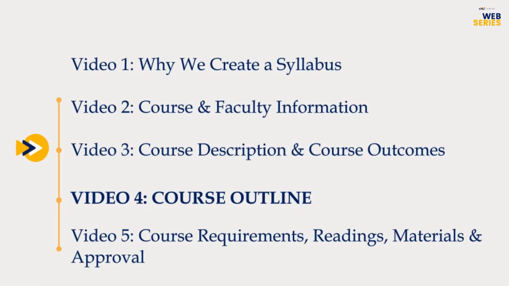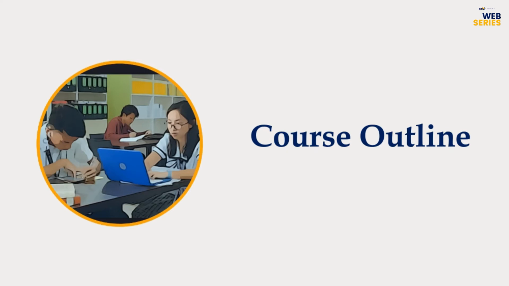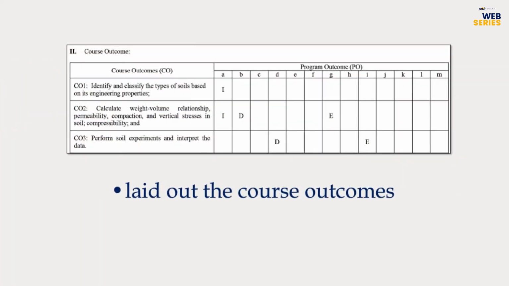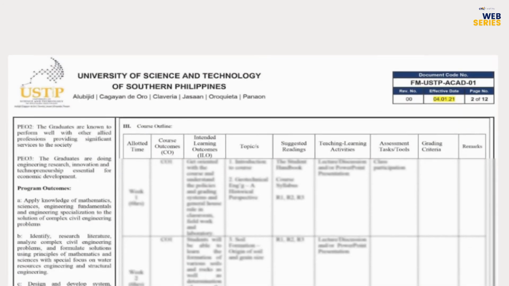In video 3, we tackled writing the course description and outcomes. Now we get into the details of the course outline of our syllabus. So you have laid out the course outcomes and have done mapping the COs with your POs. It's now time to prepare the course outline.